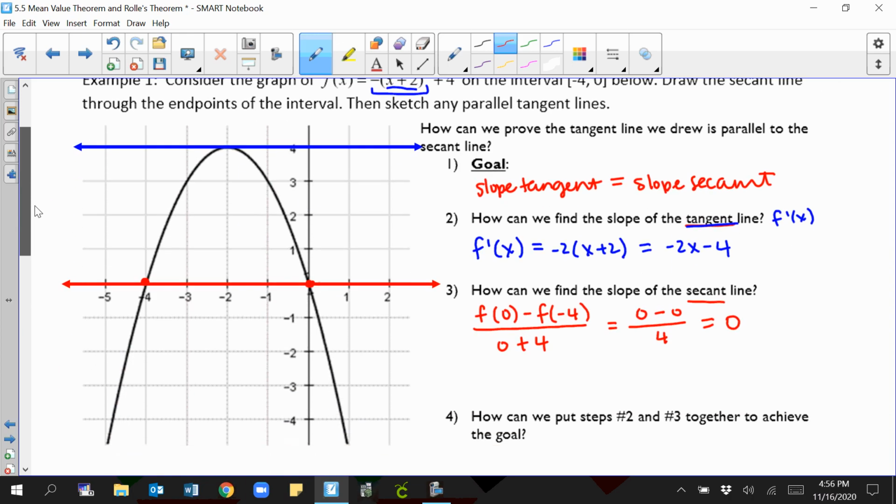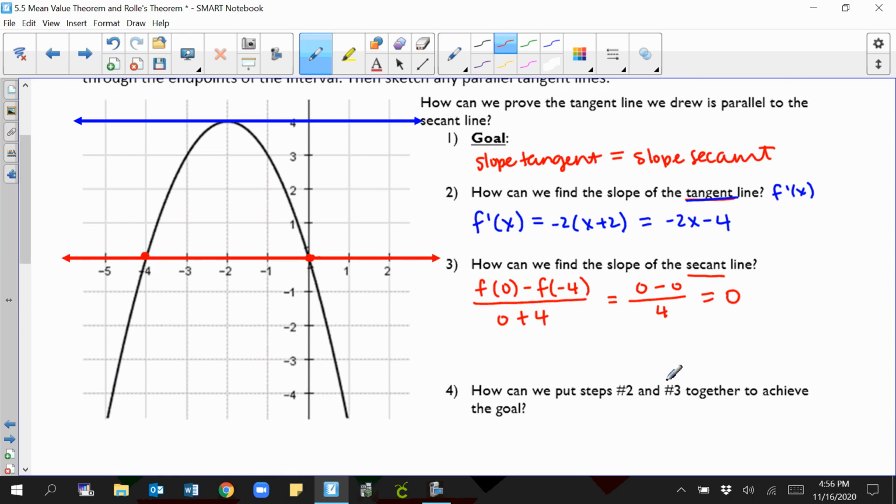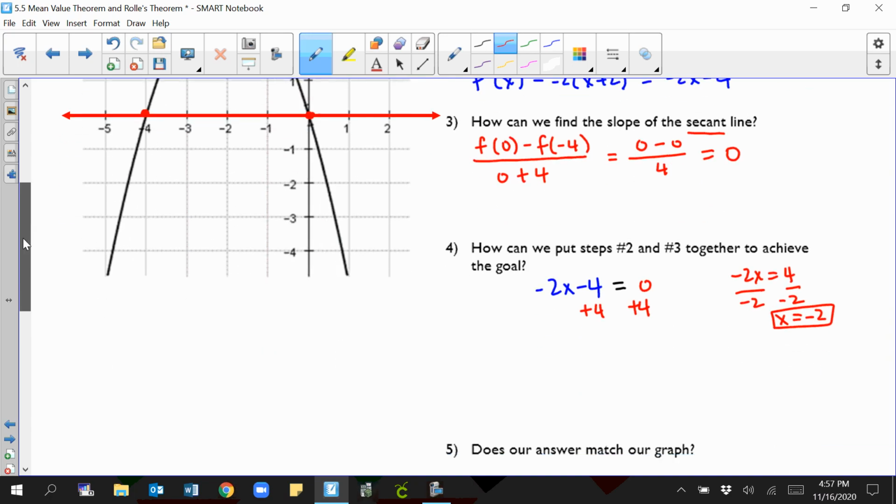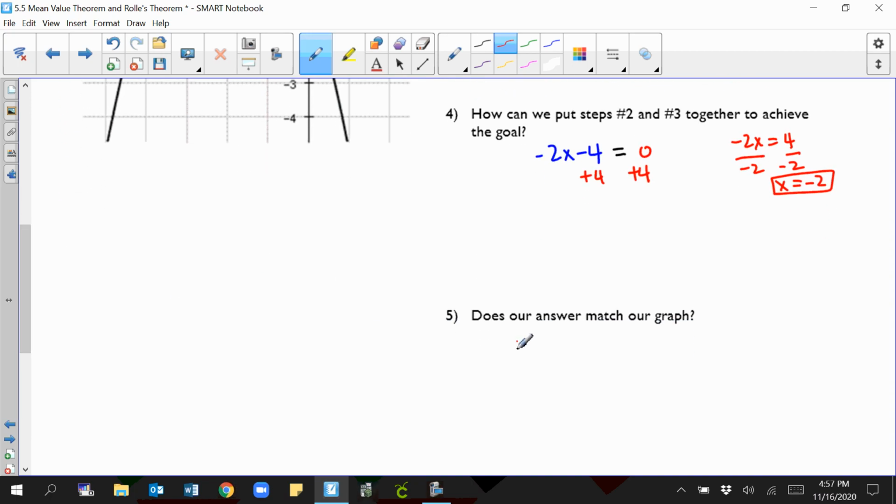So what we're going to do here is put our steps 2 and 3 together to achieve this goal. So I'm going to say that -2x minus 4 has to equal that 0 right there. That's our goal here. So I can add 4 to both sides. So -2x equals 4, and divide by -2, so x is equal to -2. And if you look, x equals -2 is where that tangent line is. So does our answer match our graph? Yes, it does.